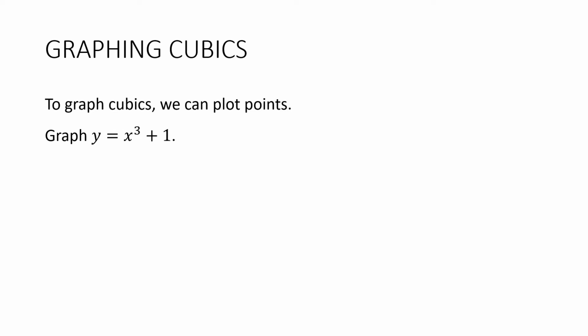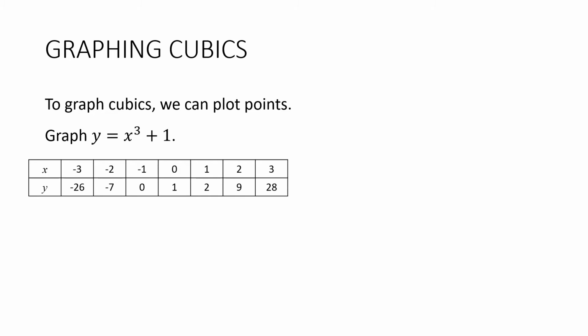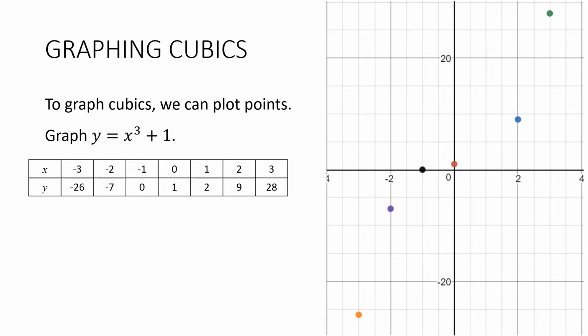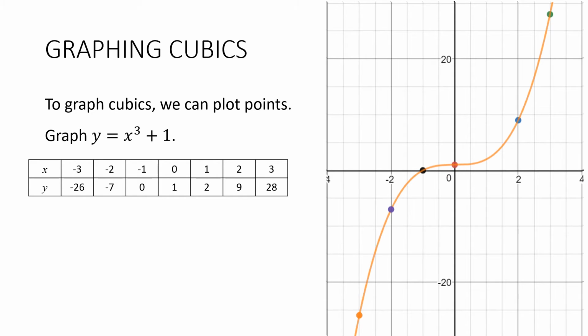If we want to graph cubics, we can plot points. So suppose we want to graph y equals x cubed plus 1. We could draw up a table of values, plot the points. Remember that it's going to be a curve and try and join the dots. Don't join them with straight lines. Draw a curve through it. Nice smooth curve like that.